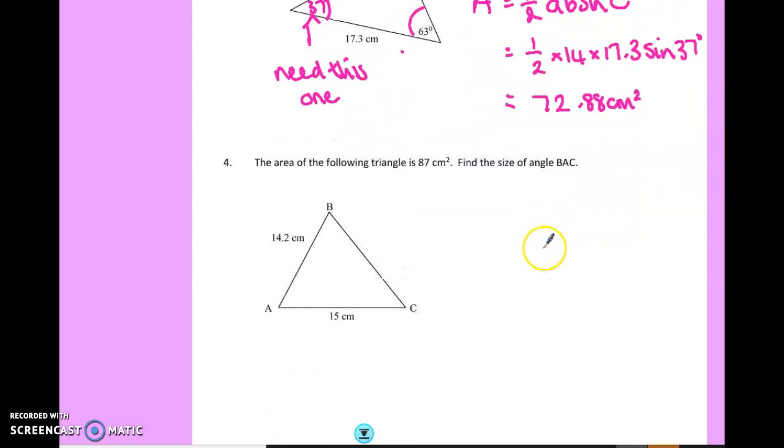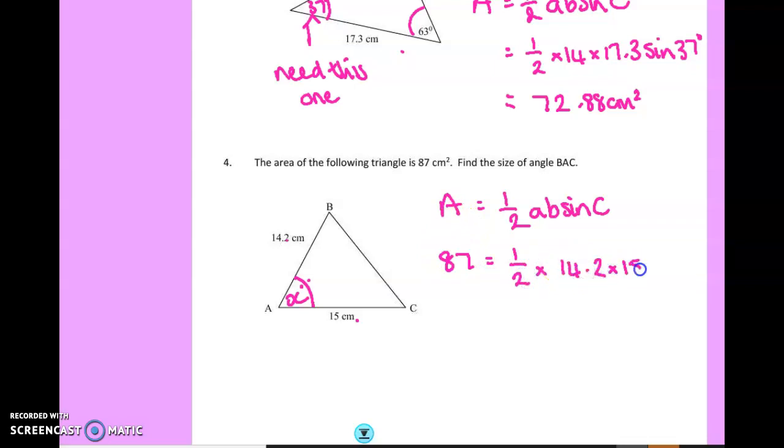Okay, question 4. The area of the following triangle is 87 centimetres squared. Find the size of angle BAC. Angle BAC is this one here. I'm going to call it x, which is good because there's my two sides, there's my included angle. So area of a triangle is half ab sine C. We're going to fill in everything we know. As long as there's only one thing we don't know, we can work this out. So I know the area. The area is 87. That's equal to a half times 14.2 times 15 sine, and I've called that angle x now.